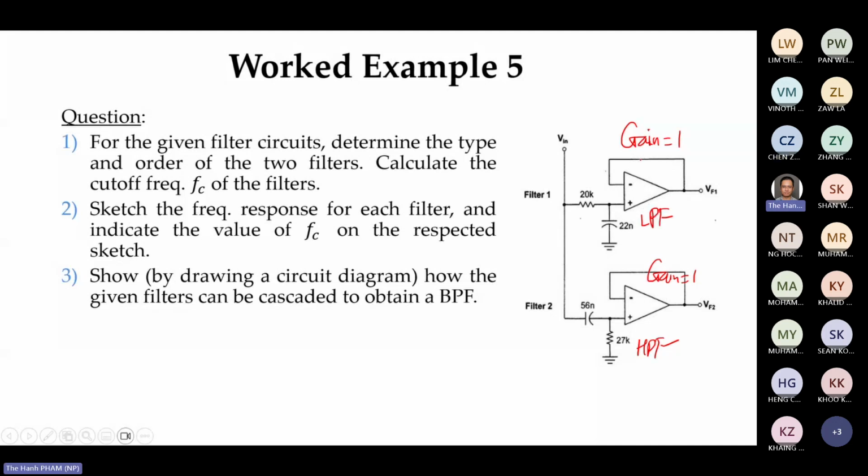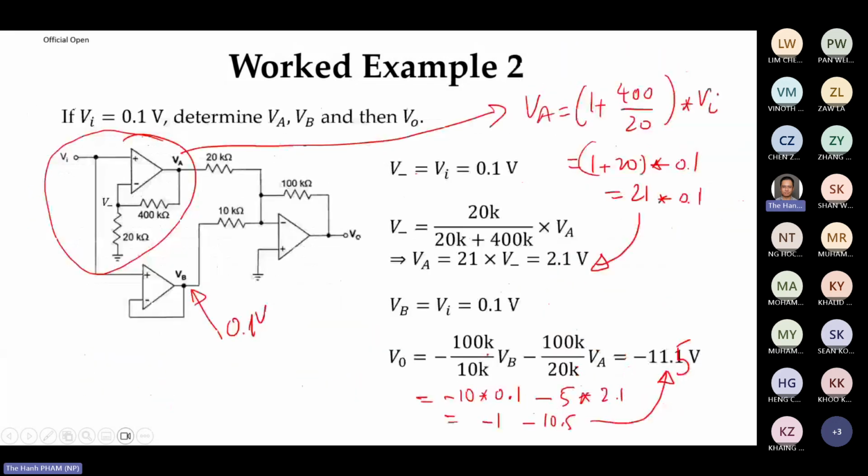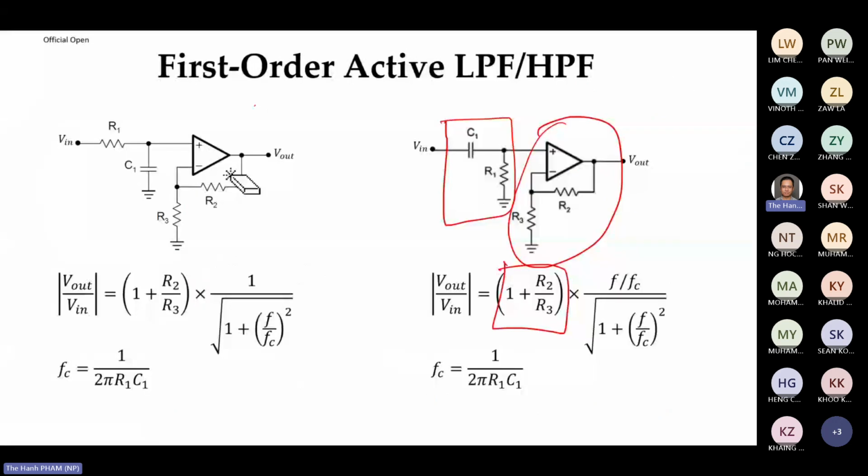If you have it like this, then you can have a gain, right? If you link directly like this, and this one is just a buffer, so there's no gain. Okay.